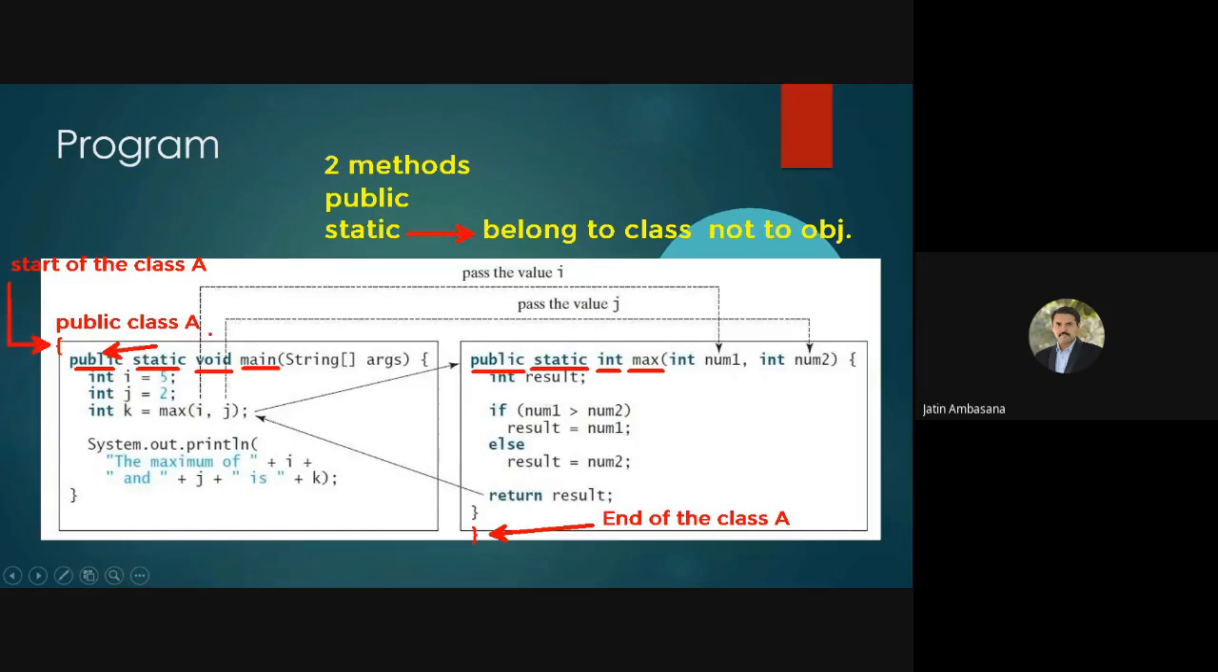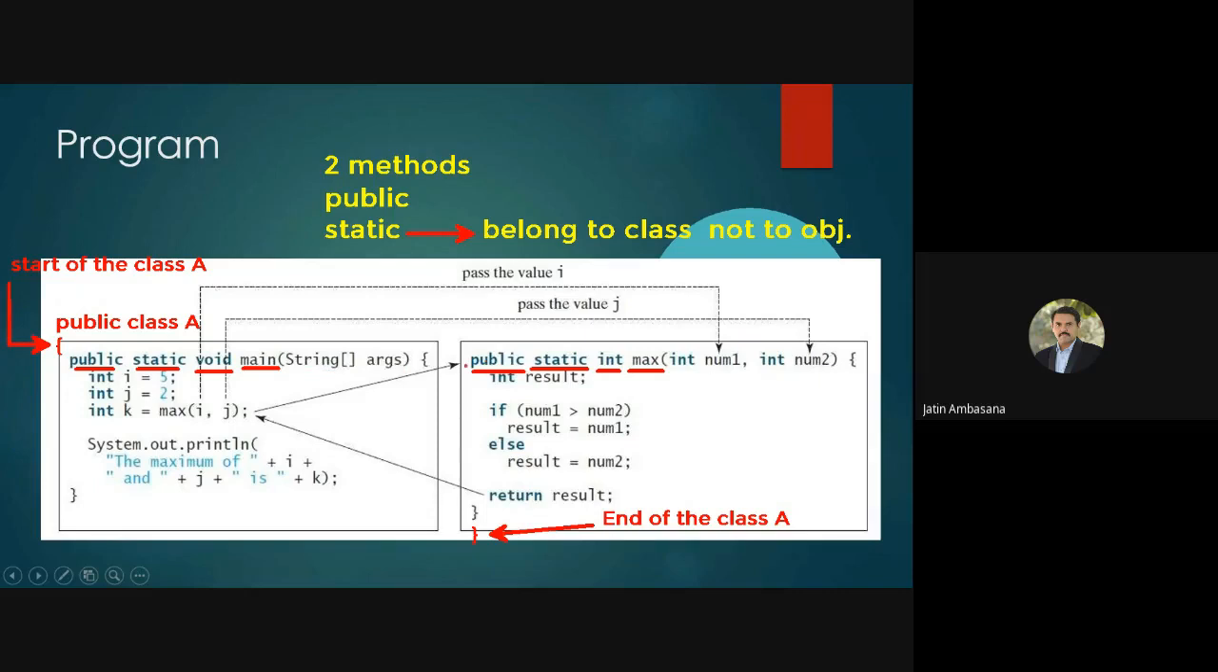Why this public? Because we want this main method to be publicly available, to be called directly from the JVM. So from that JVM, this main method should be called. Static, because the JVM does not need to create an object of class A. Void, because main does not return anything, right? And a string array of arguments which basically represents the command line arguments.